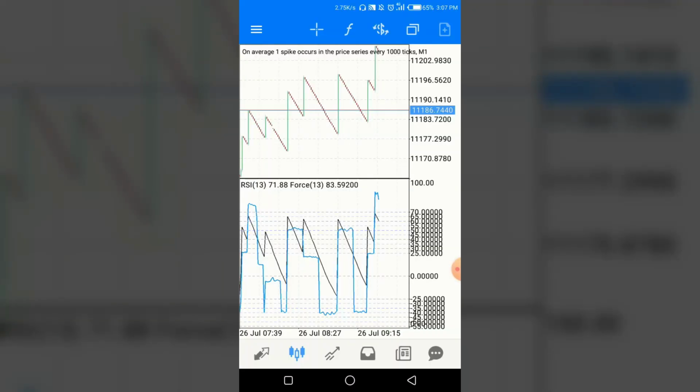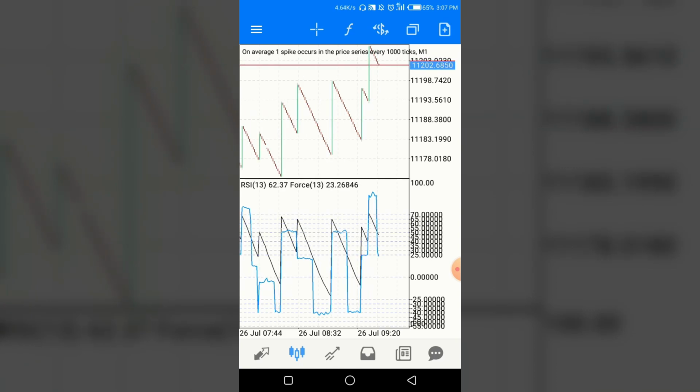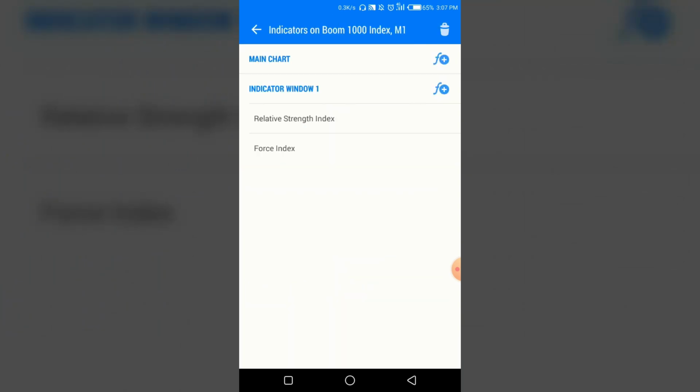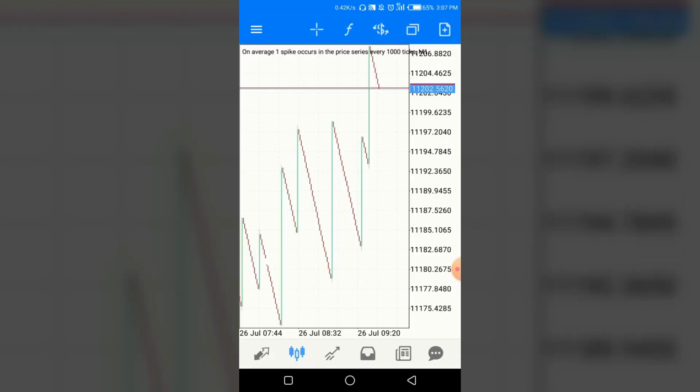Alright guys, now let me show you how to set and use the Gold Digger strategy to trade Boom and Crash in a trend direction. The setting is very easy. We only need 2 indicators. There is a third one, but I have removed it lately because we don't really need it on this one. So let me clean my chart.